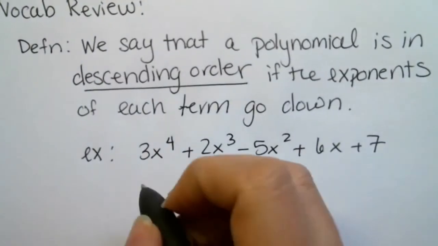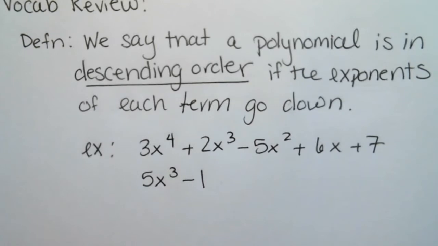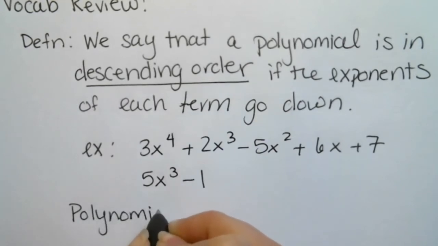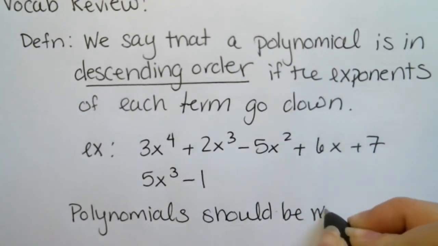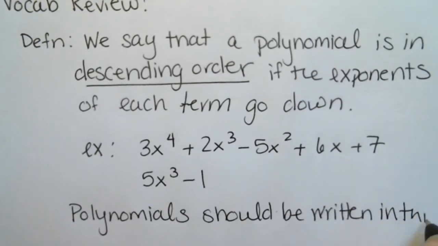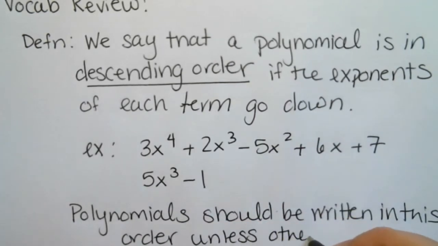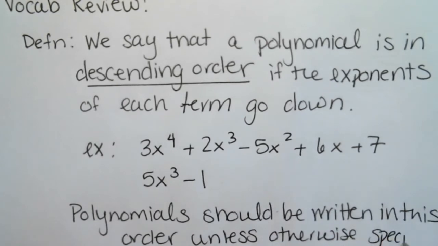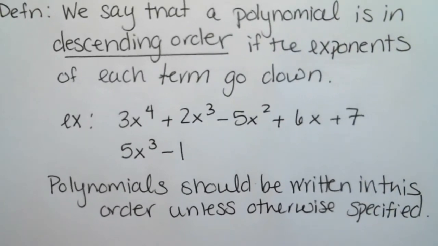You don't have to have them all. So for example, if you just have something like this, it is also descending order. Whatever terms you do have, you just want the exponents to descend. Now that we've talked about what it means to say descending order, this is the order that you would normally put your polynomials in, and I'm going to have you put your polynomials in this order unless there is a reason to do otherwise.